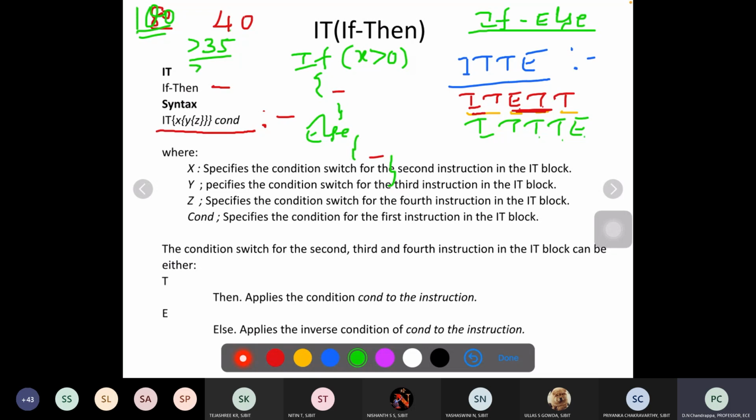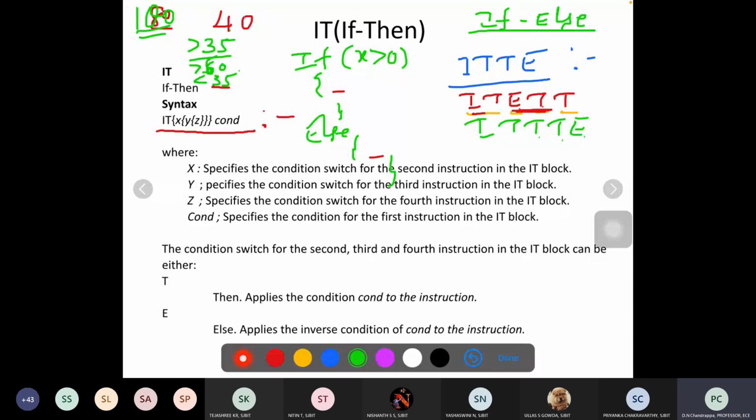Below 35 is fail. Above 35 and below 50 is third class. Similarly, above 50 and below 60 is second class. Above 60 and below 70 is first class. Above 70 is distinction. Like that, a number of conditions we are going to incorporate.